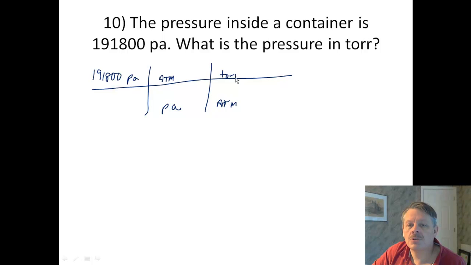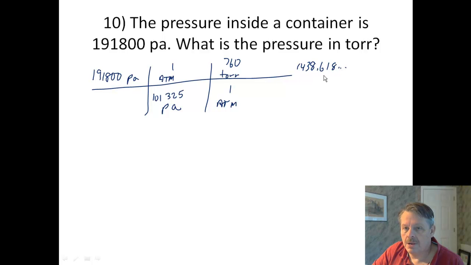Now, torr is exactly the same thing as millimeters of mercury. There's 760 in 1 atmosphere. In 1 atmosphere, the pascals are 101,325. If I multiply by the top, divide by the bottom, I get 1438.618, and so on. Let's see, 4 sig figs in my problem, so 1439.